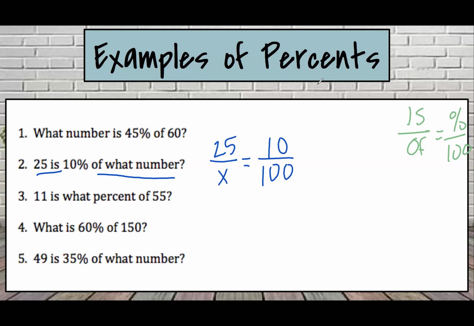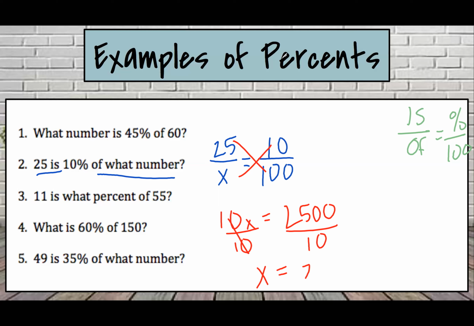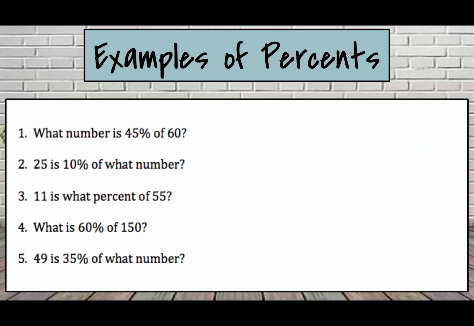And now we're going to cross multiply and divide. Do 25 times 100, and we get 2,500. And then we're going to divide that by 10. So divide 2,500 by 10, and x equals 250. And that would make sense. 25 is 10% of 250. All right, let's look at the number 3.